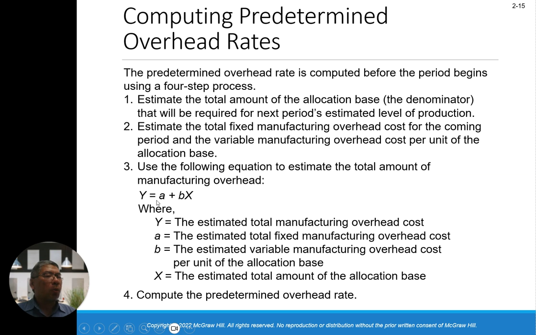So you're going to use the formula Y equals A plus BX, where Y is the estimated total manufacturing overhead cost, A is the estimated total fixed manufacturing overhead cost, and B is the estimated variable manufacturing overhead cost per unit of the allocation base. Okay, so remember, Y is the estimated total, A is the fixed, B is the variable, and X is the estimated total amount of the allocation base. Then compute the predetermined overhead rate.